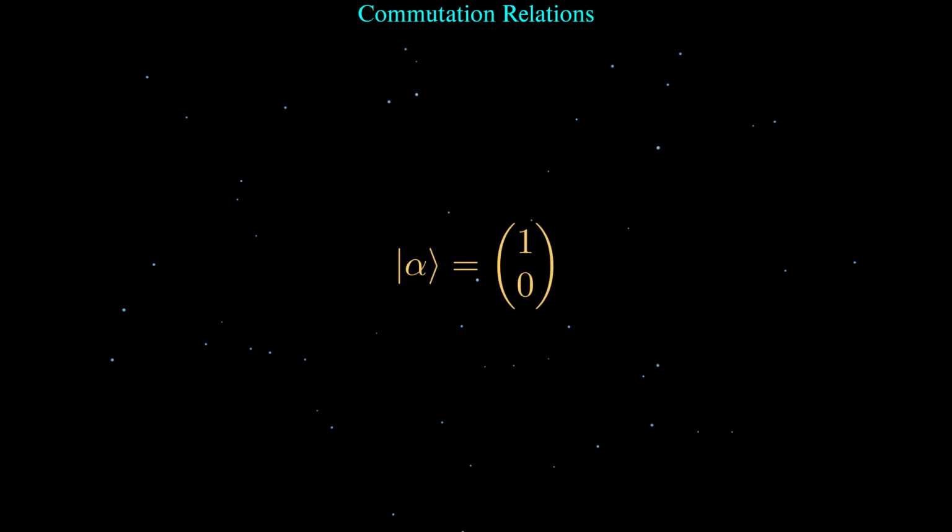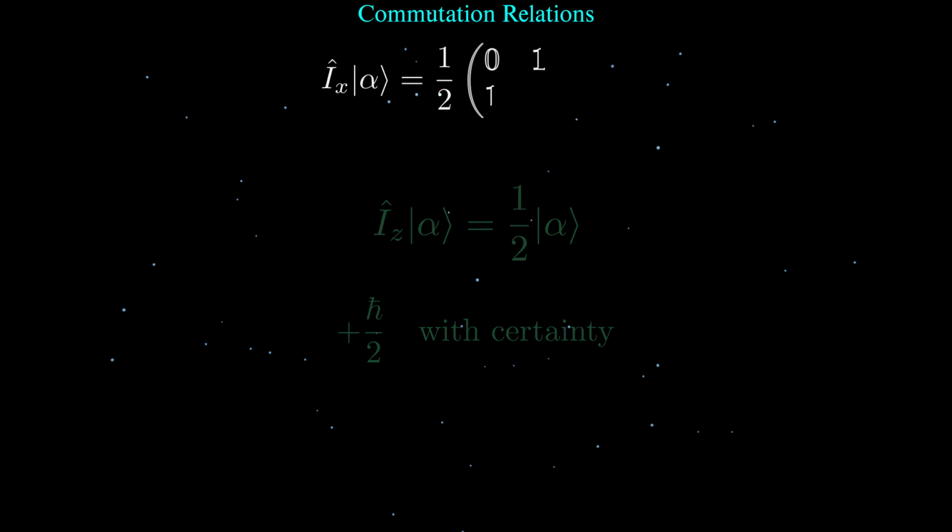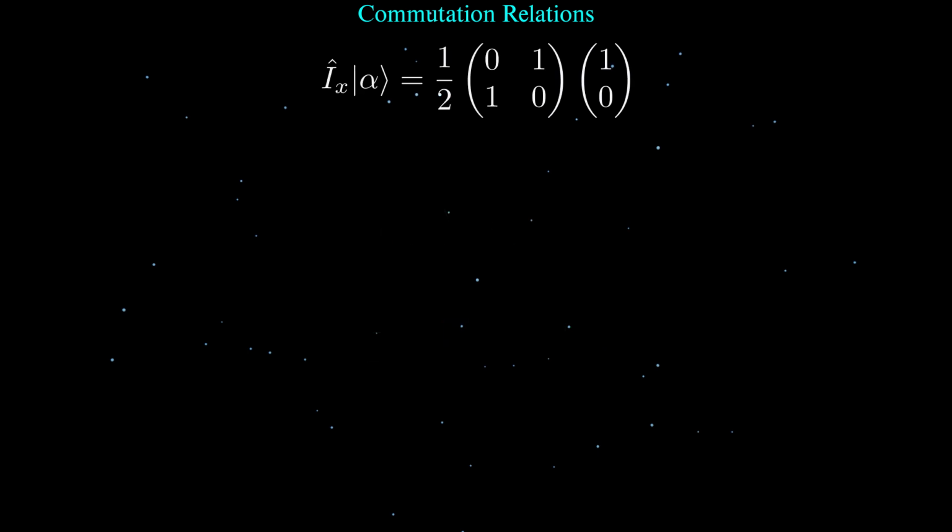I'm sure what'll solidify the concept of commutation is seeing how it applies to our understanding of eigenstates and expectation values. If we allow Iz to operate on alpha, it's going to give a plus h bar over 2, and only a plus h bar over 2. But if we measure Ix on alpha, we don't get one guaranteed value. By multiplying these matrices, we can see that we actually get 1/2 times beta.